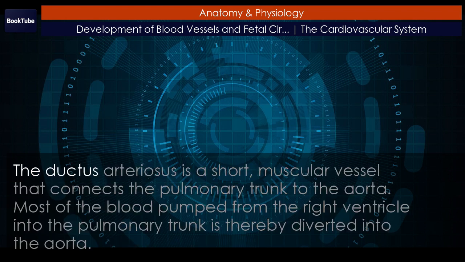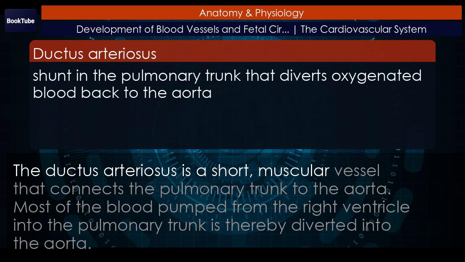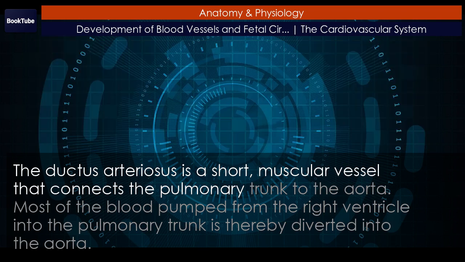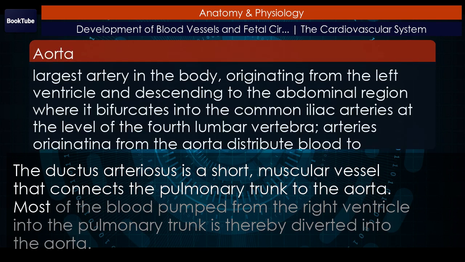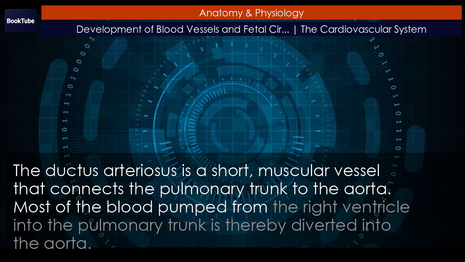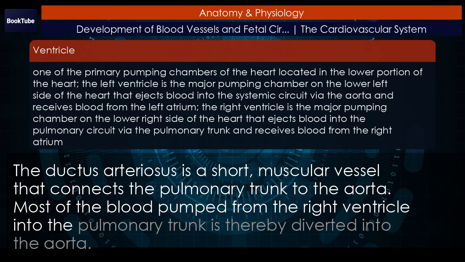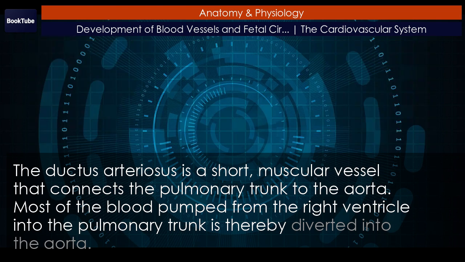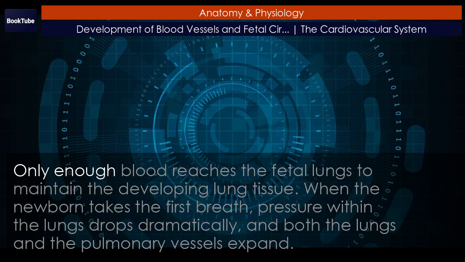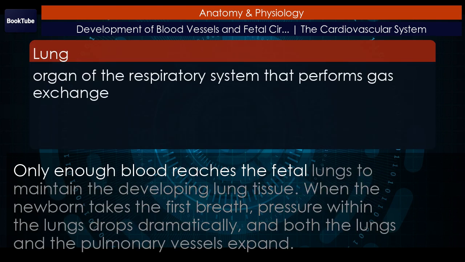The ductus arteriosus is a short, muscular vessel that connects the pulmonary trunk to the aorta. Most of the blood pumped from the right ventricle into the pulmonary trunk is thereby diverted into the aorta. Only enough blood reaches the fetal lungs to maintain the developing lung tissue.